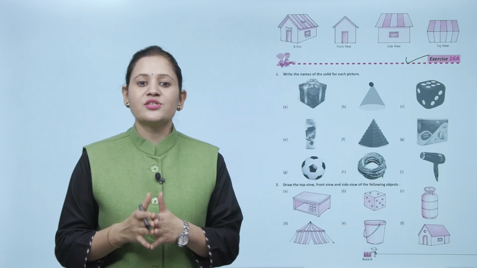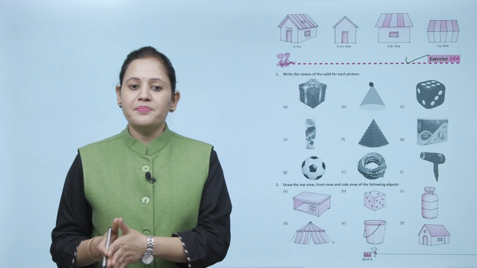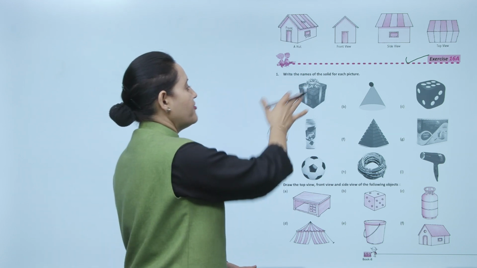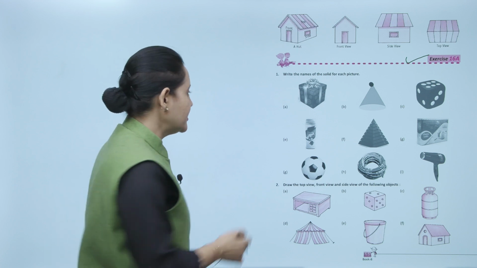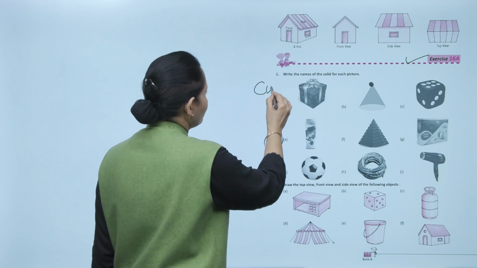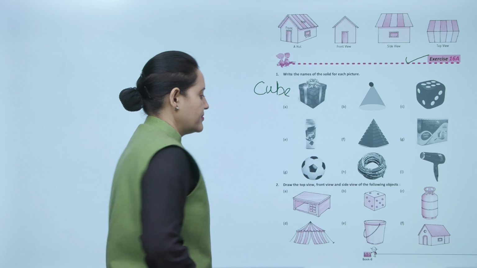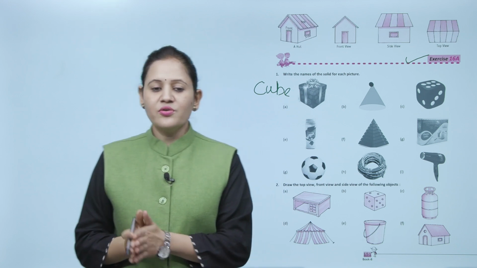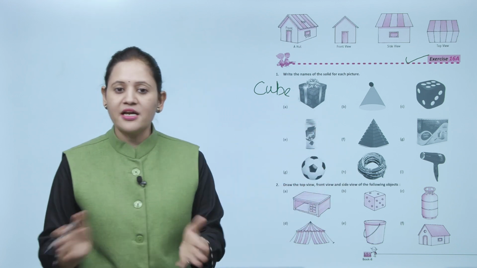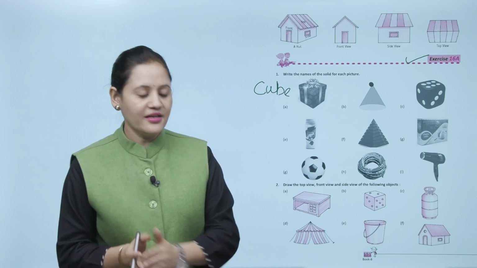Write the names of the solid for each picture. First is a gift box. The box is the shape of a cube. Clear? So you have to identify the shape and write their names accordingly. Clear?